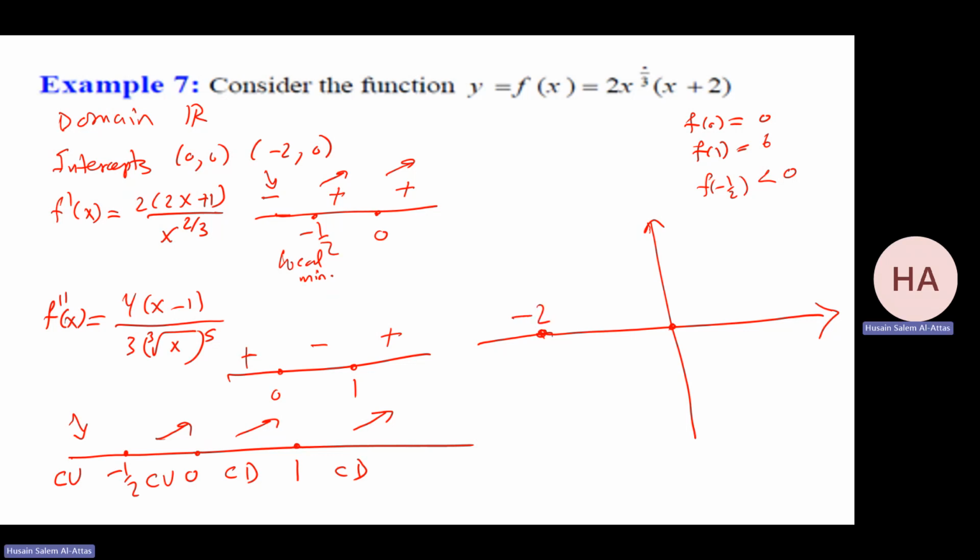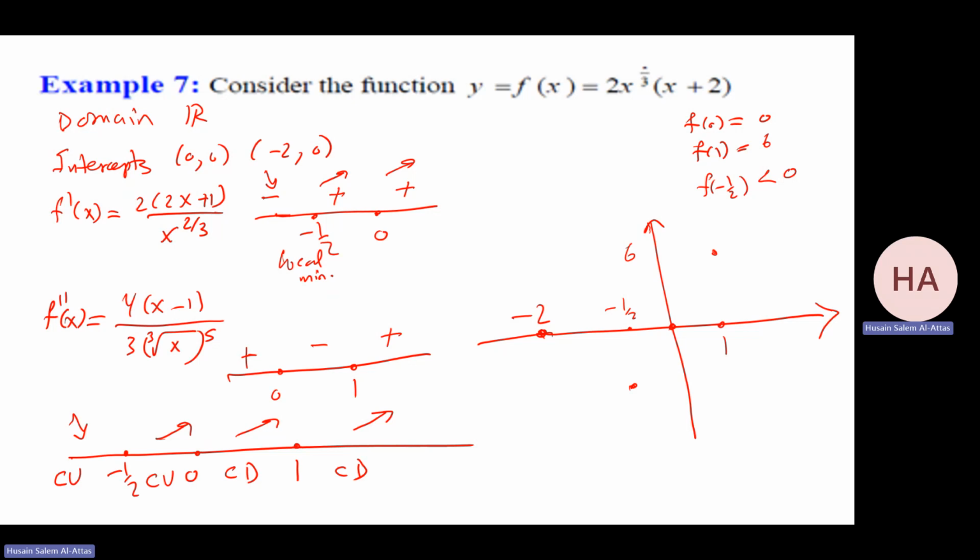Okay, and before minus half, something here, and it'll give me a negative value here. At 1, it will give me a positive value here, some 0, 6. Okay, who cares? And I have this. Okay, 0, 0. Before minus half, it's down and concave up.